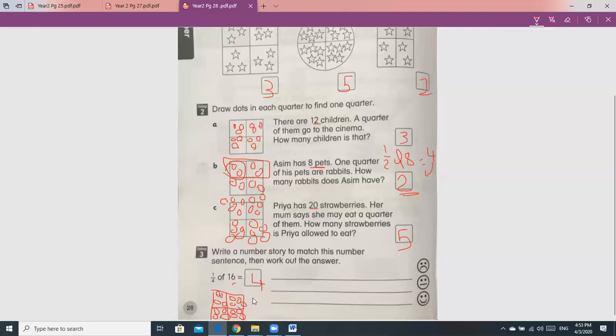Okay? So now when I want to know a quarter of anything, I will divide this number into 4 parts. Half, I will divide into 2 parts. Okay? I hope that you understand this.